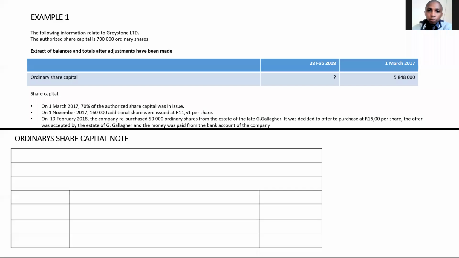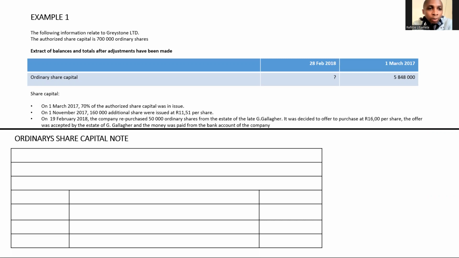I'm gonna re-explain this quickly, which is example one. I did explain it in the previous video, I'm just gonna explain it again. Now, in example one, they said the following information relates to Greystone Limited.